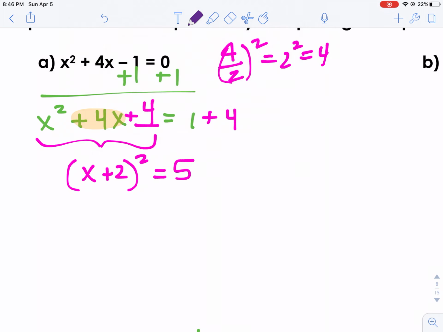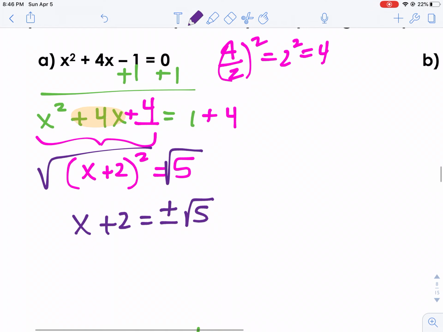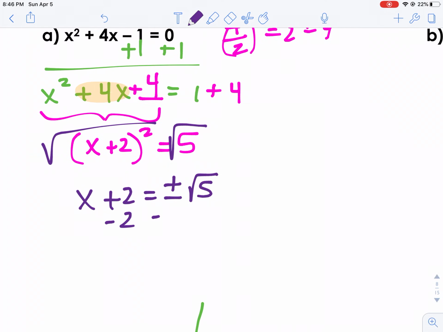So from here, what we're going to do is undo our quantity being squared. So we're going to take the square root of both sides. On the left-hand side, that leaves us with just x plus 2. On the right-hand side, that leaves us with plus or minus root 5. So again, we have to remember we have that plus or minus when we take the square root. Okay, we still need to get x by itself. So we're going to take away 2 from both sides. So that'll leave us with negative 2 plus or minus root 5.